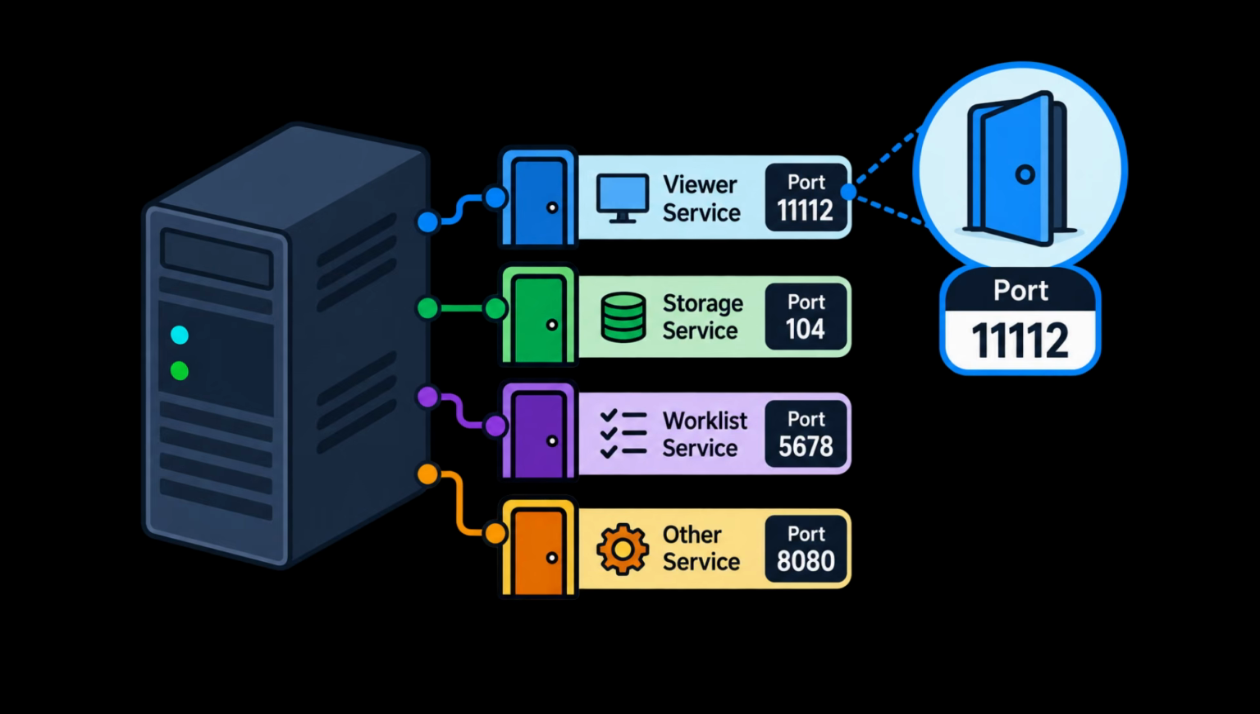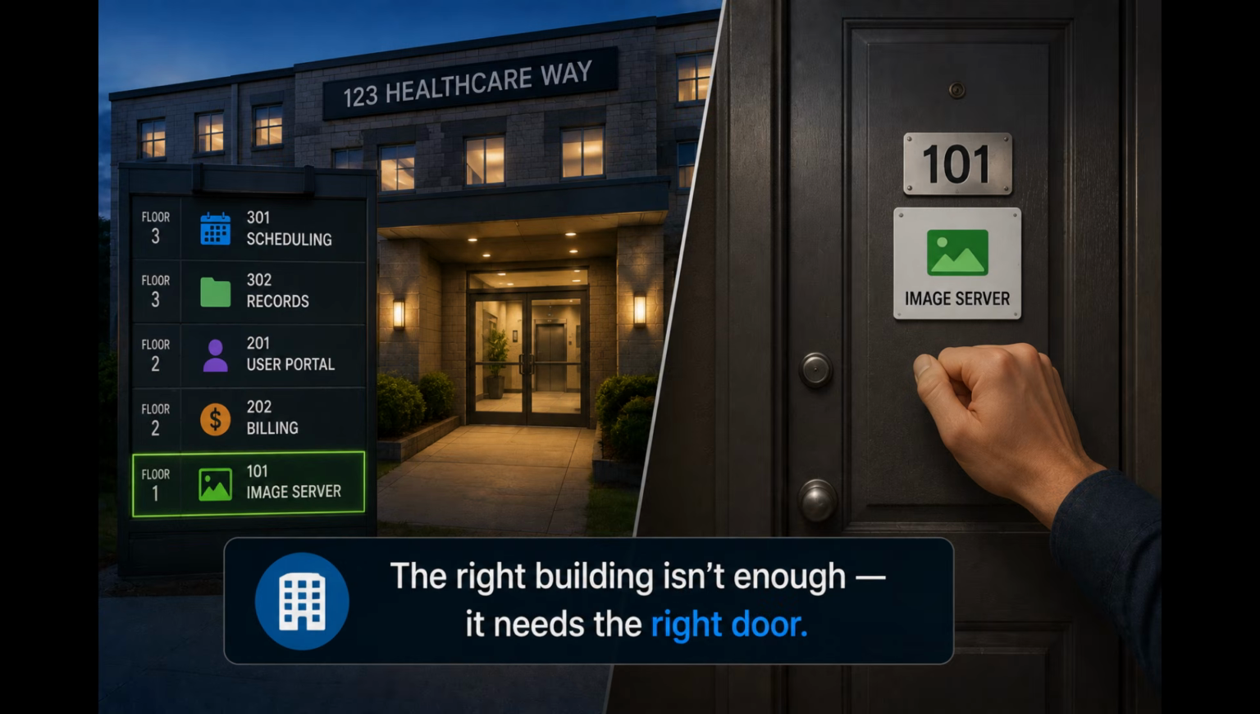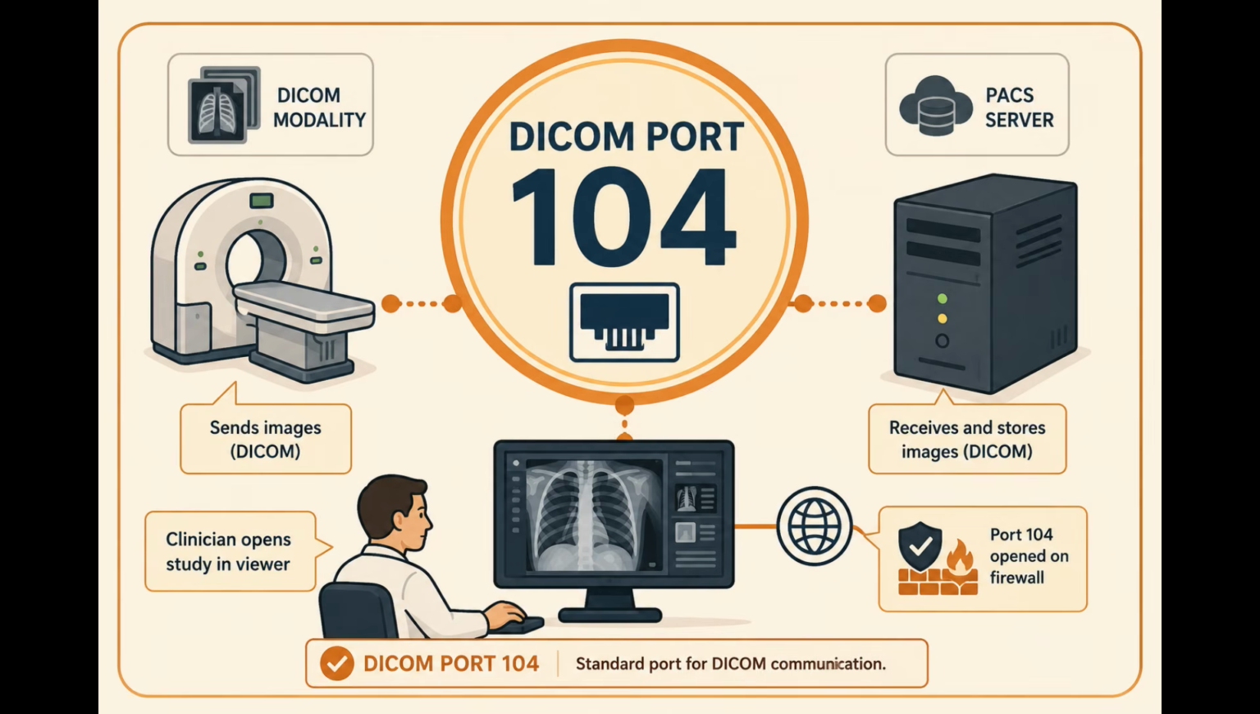So if we draw an analogy here, if a server's address, the IP address, is a building, then the port is a specific apartment or office number where you would find that respective service. Now, in imaging, that's not even abstract. The piece that receives DICOM oftentimes listens, for example, on port 104. It's very common in modern systems, and that's a real number that you'll see written into firewall rules and network diagrams, not just a teaching example.